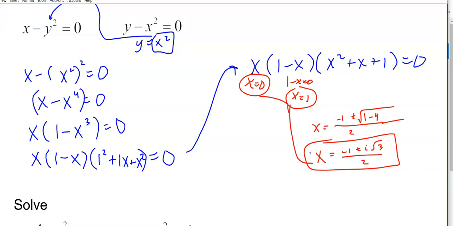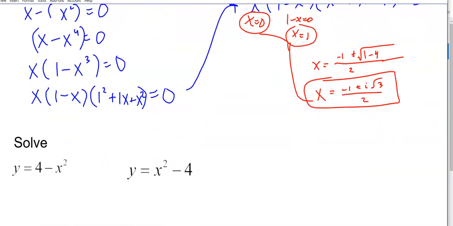So factor as much as you can. In that case, you could actually keep factoring. It's always a more powerful way to solve when you can factor things, for sure.